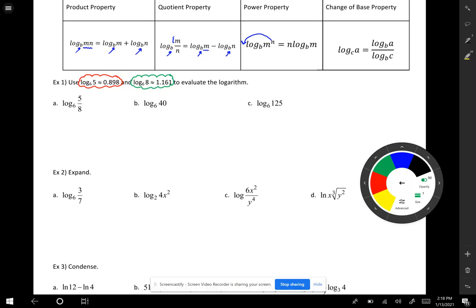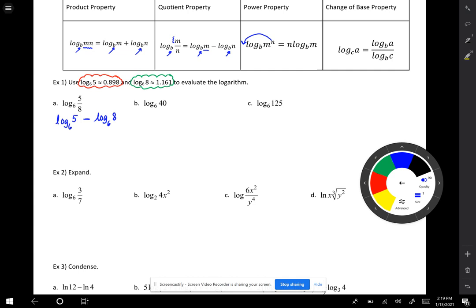So the first thing you notice, you see a fraction, you instantly think quotient property. So that's what I did. So when I saw the 5/8, I'm like, okay, quotient property. So what we're going to do is we're going to expand it, rewrite it as log base 6 of 5 minus log base 6 of 8. Because that's what we can do. We can write it in expanded form.